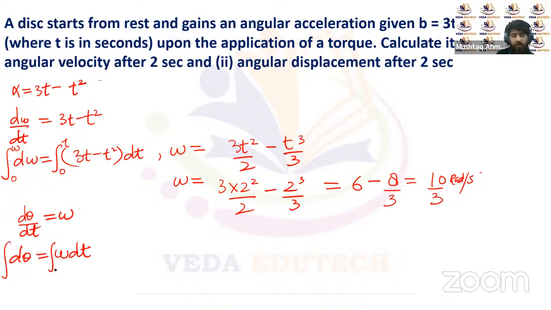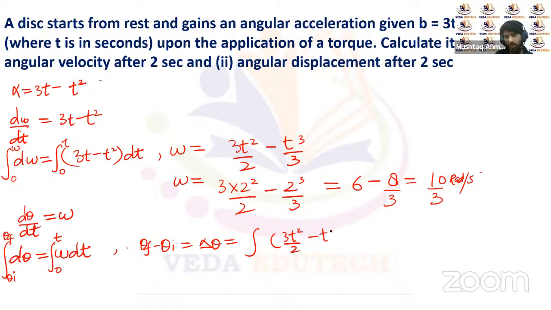Let's suppose at time t equal to 0, there was some initial angular position theta initial, and after time t, there is some final angular position theta final. So theta final minus theta initial, this will be the angular displacement delta theta. That will be equal to the integral of omega dt. Now omega has the value 3t square upon 2 minus t cube upon 3. Integrating it with respect to t with limits 0 to t.